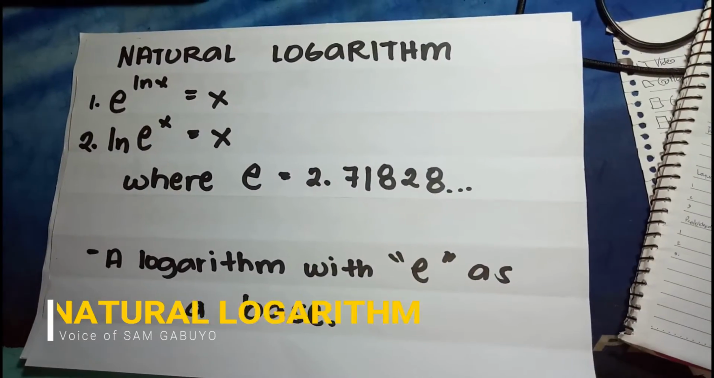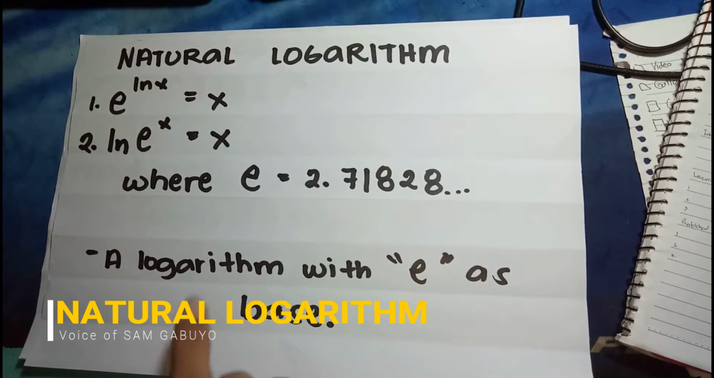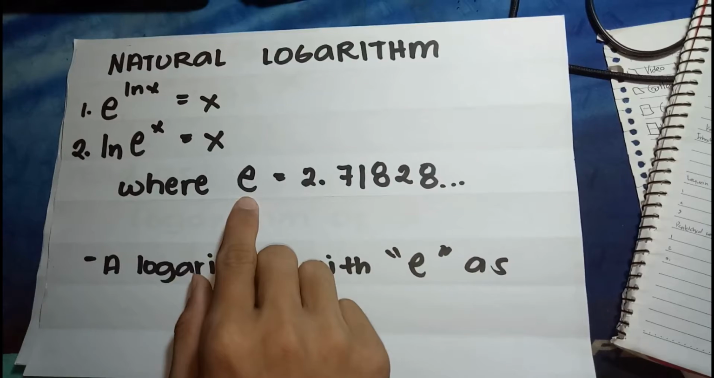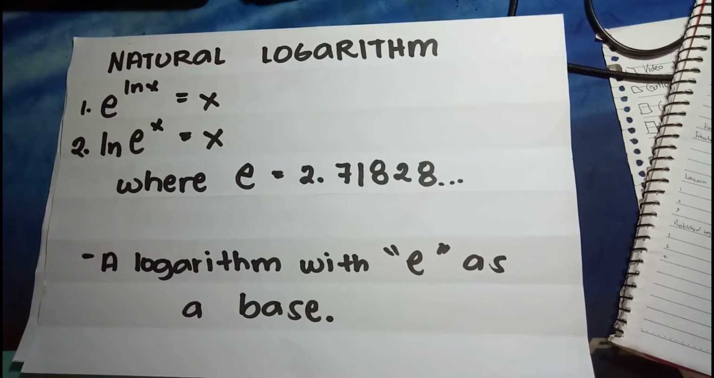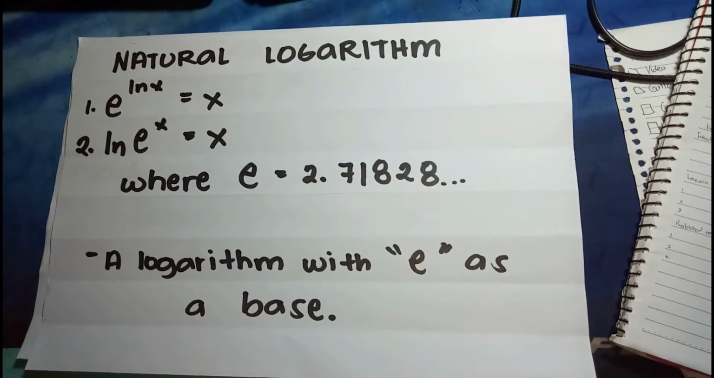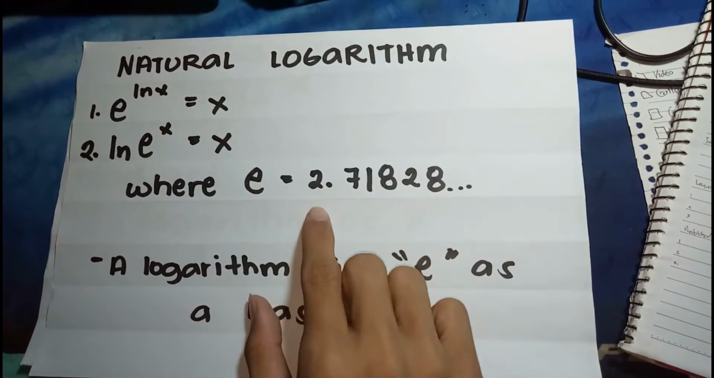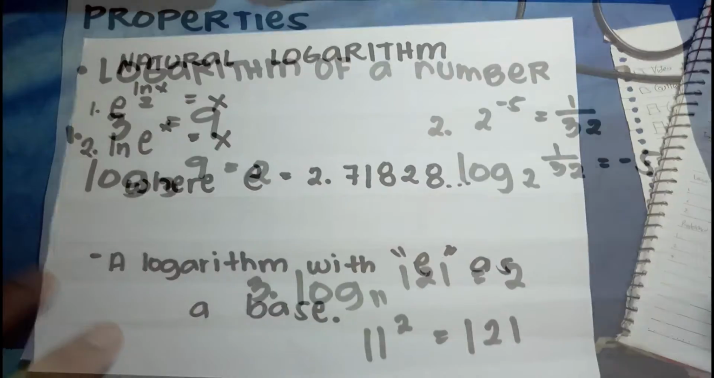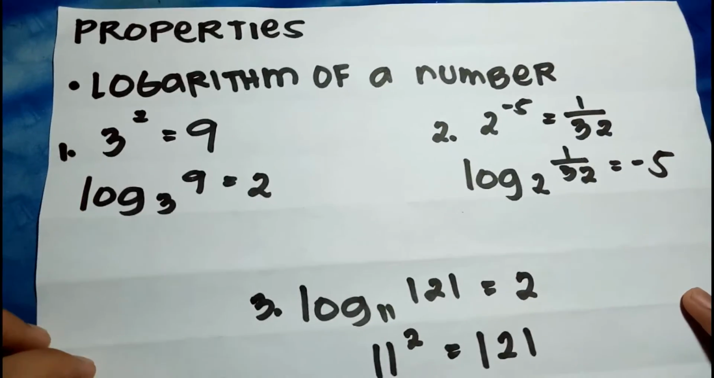Natural logarithm. A natural logarithm is a logarithm with e as its base, where e is an irrational and a transcendental number. It is approximately equal to 2.71828 and so forth. Today we will discuss properties of logarithm.